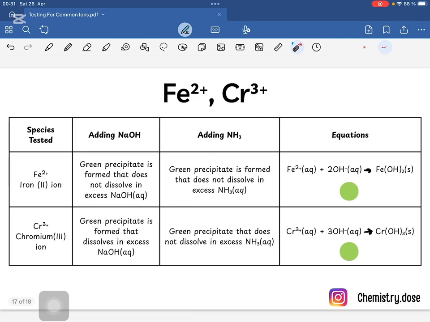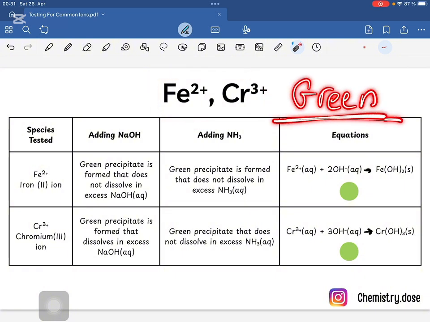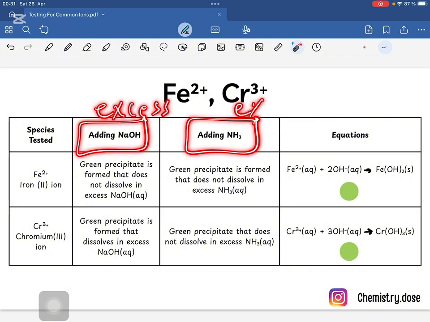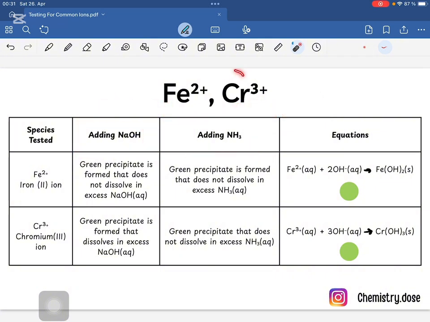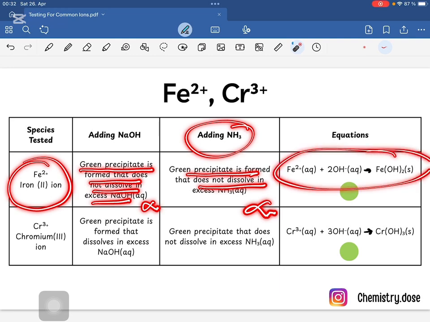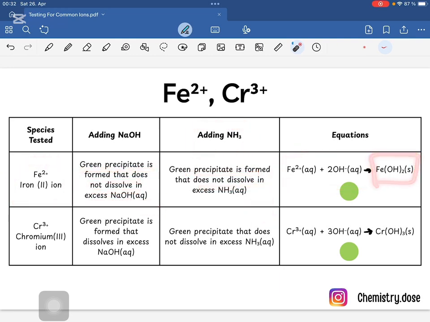Now, Fe2+ and Cr3+ are somehow confusing because they both give a green precipitate. The only way to differentiate between them is by knowing which one dissolves in excess NaOH and excess NH3 or not. So these two are also confusing. The Fe2+ will give a green precipitate that does not dissolve in excess NaOH, and it also gives a green precipitate with ammonia, and it also does not dissolve with the excess NH3. And this is the reaction taking place that will lead to the formation of the green precipitate.